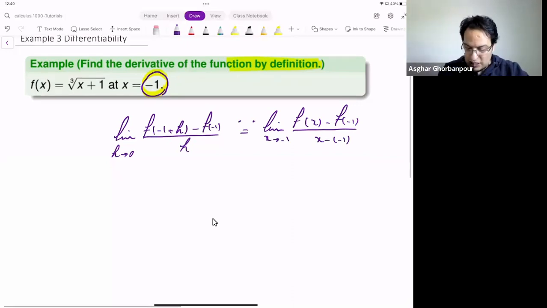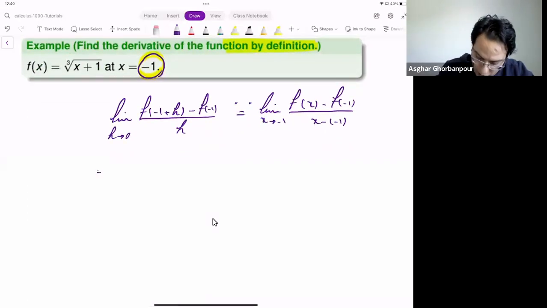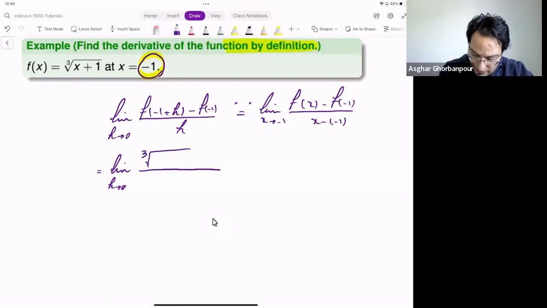So let me form both of these for our function. In this case, this is the third derivative of, so the input is -1 plus h. For x, I have to put -1 plus h. There is plus 1 there, minus -1 plus 1.